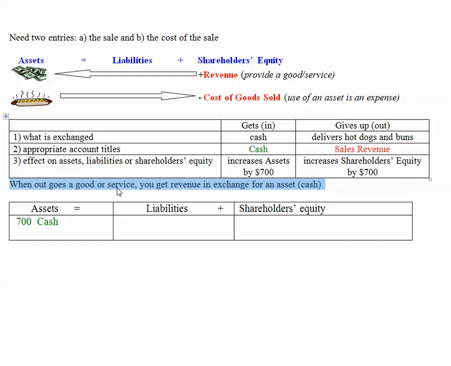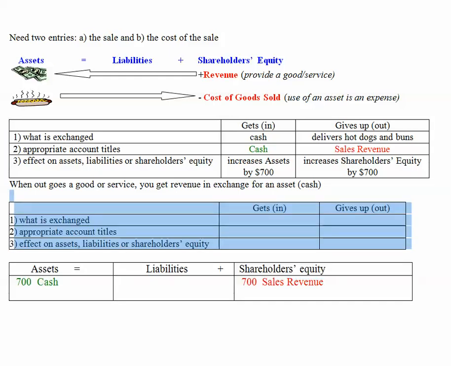So when you deliver a good or a service, you get revenue in exchange for an asset, in this case cash. So we're going to increase our revenues. So that looks great. That's why I call that the good entry. Our assets have grown by 700. Our shareholders' equity has grown by 700. What we haven't reflected though is the fact that we had to use this asset, the hot dogs and buns. So let's go through that.